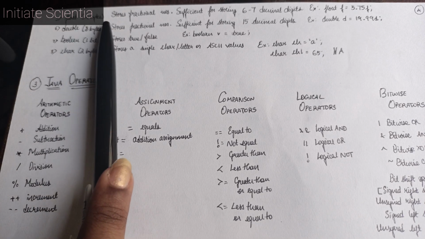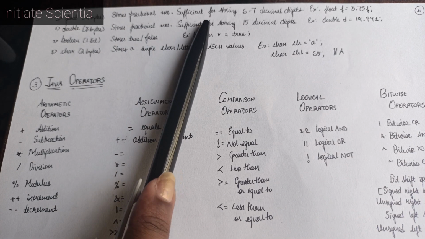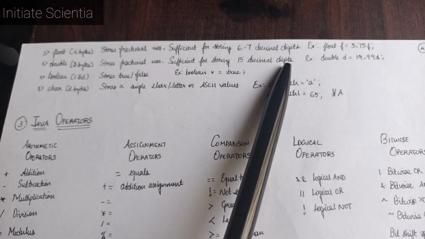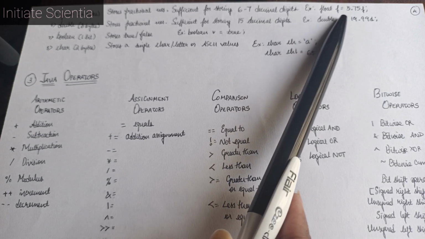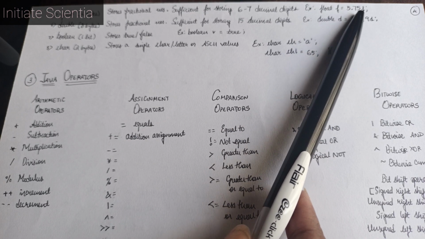Next, it's float of 4 bytes. It stores fractional numbers, sufficient for storing 6 to 7 decimal digits. Float f = 5.75f. We can append it with f.